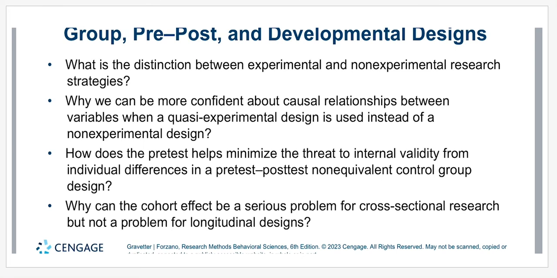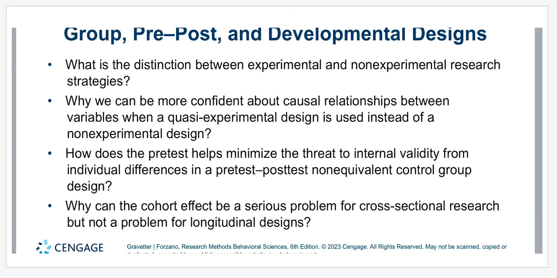Why can we be more confident about causal relationships between variables when a quasi-experimental design is used instead of non-experimental? Remember that the reason it is quasi-experimental is because it takes a step that the non-experimental does not take, which is to attempt to control those threats to internal validity we just talked about. And when steps are taken to do that, it is usually considered quasi-experimental instead of non-experimental.